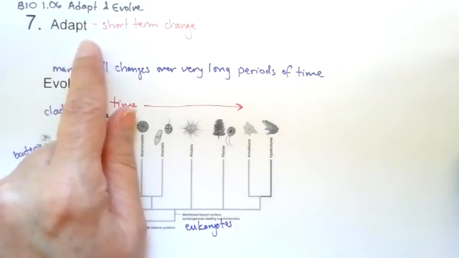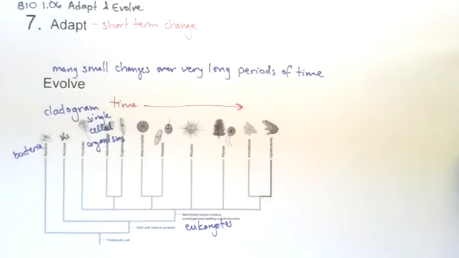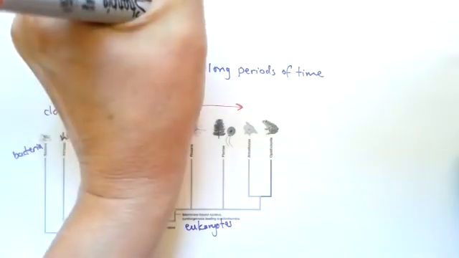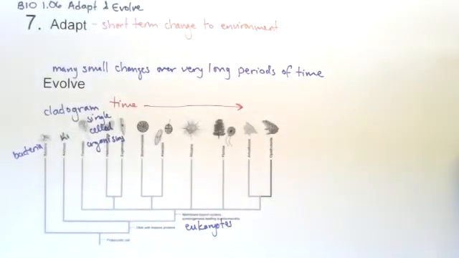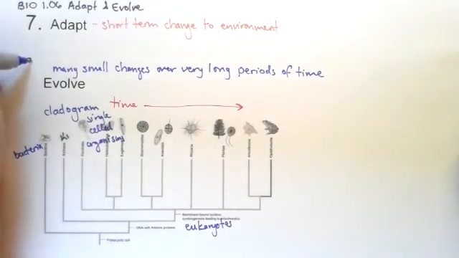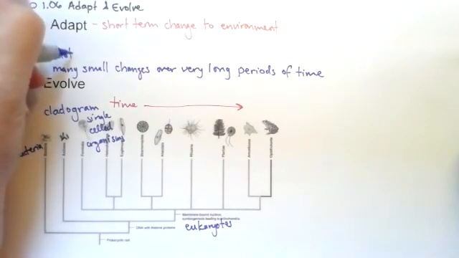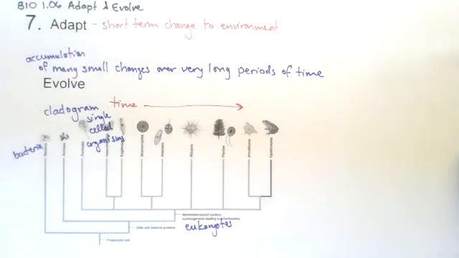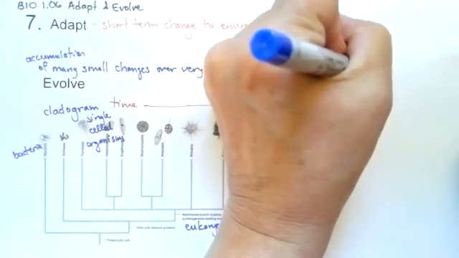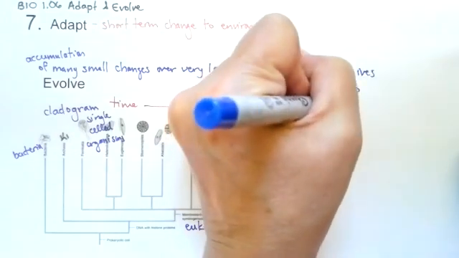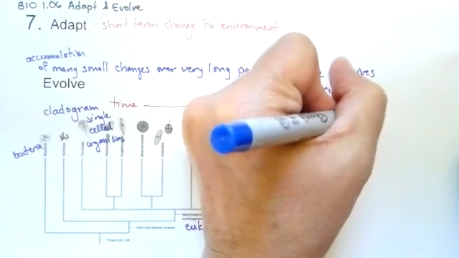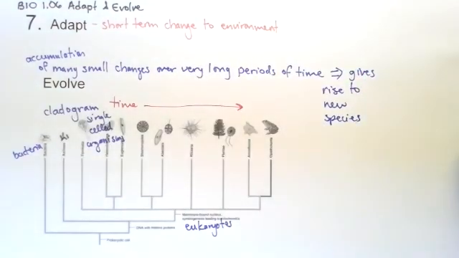Adaptation happens every day with every organism. That's your short-term change, let's say, to your environment. And evolution is the accumulation of many small changes. And this gives rise to new species. But that is characteristic number 7, adapting and evolving.